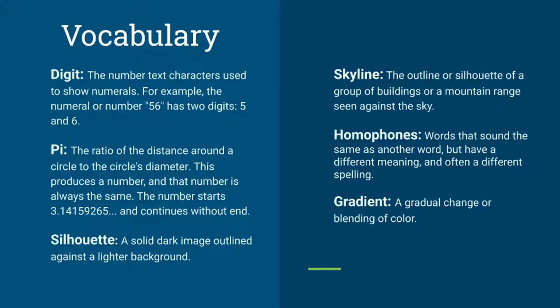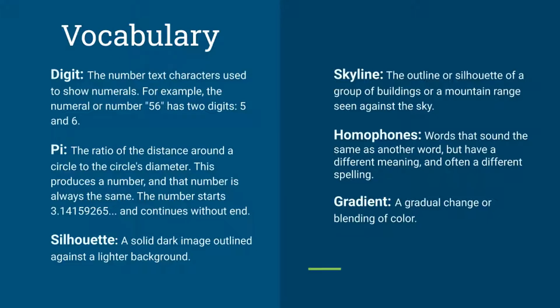So next we have the word pi, but it's not like the kind that you put in the oven for 30 minutes. This one is the ratio of the distance around a circle to the circle's diameter. So basically that ratio produces a number, and that number is always the same every time. The number starts out with 3.14159265, but then it continues on and on and on without an end.